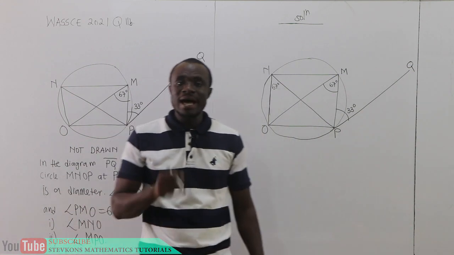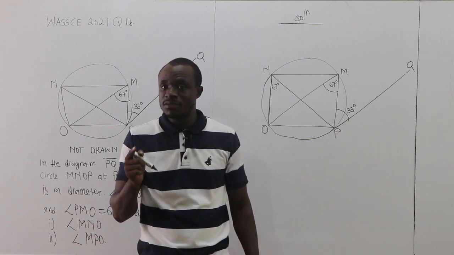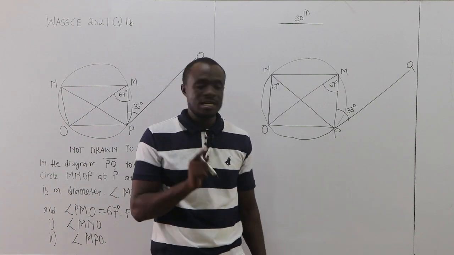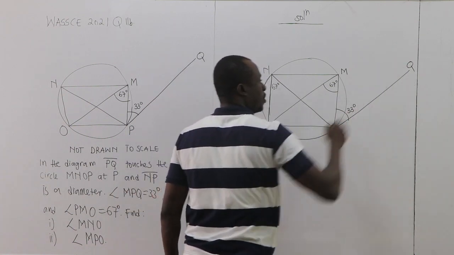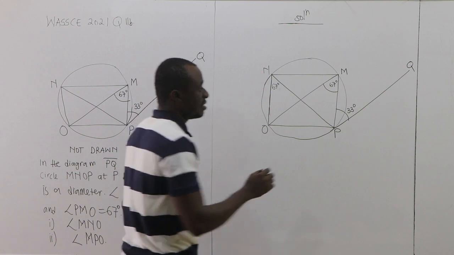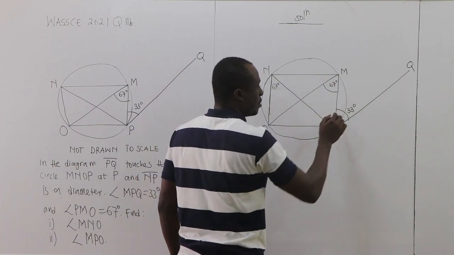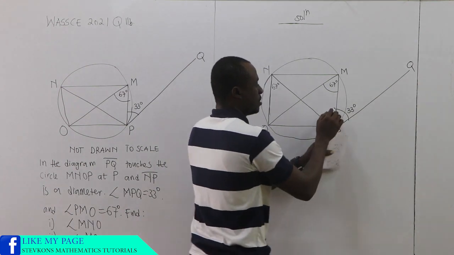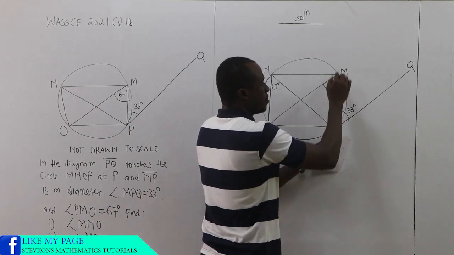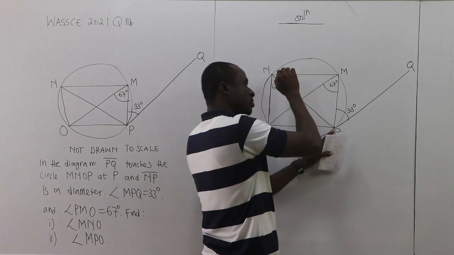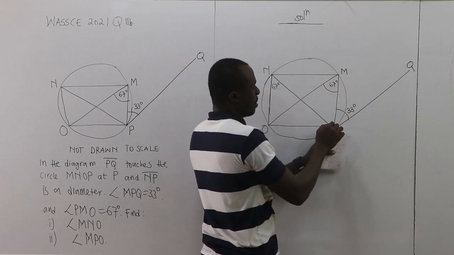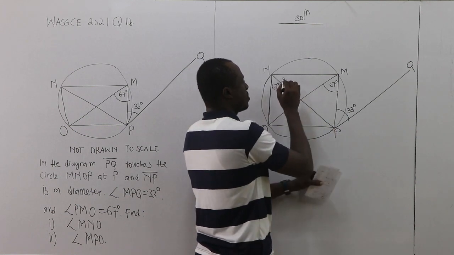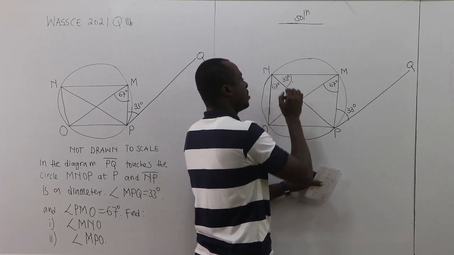We also know that the angle a chord and the tangent make is equal to the angle the chord makes in the alternate segment. Now PQ is a tangent, and the chord is MP, and it is making an angle of 33 degrees. So the angle the chord makes in the alternate segment, this angle here, will be equal to the angle here. So this is also 33 degrees.